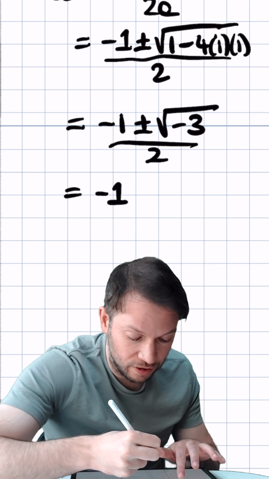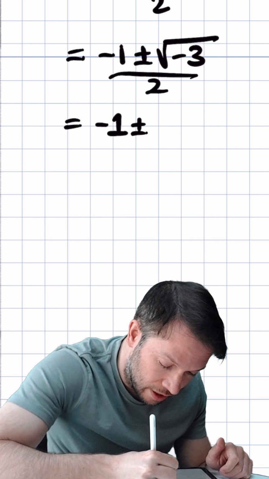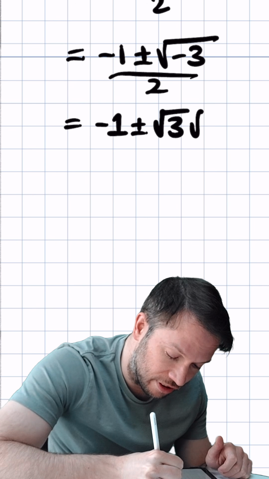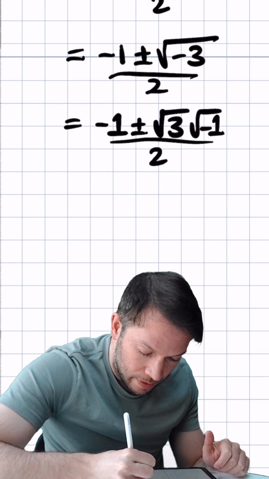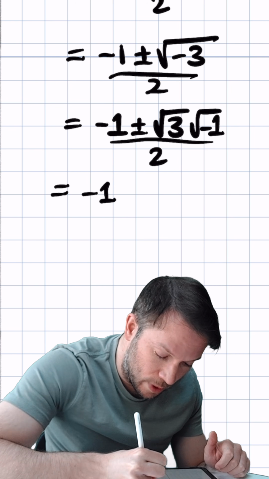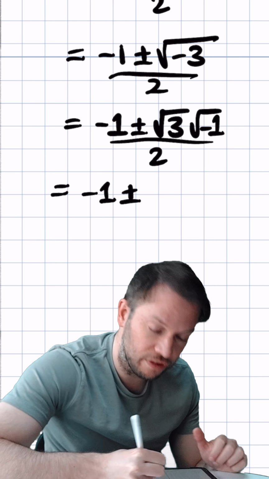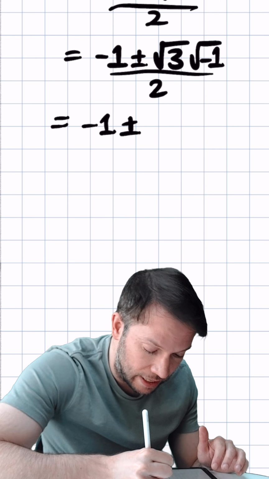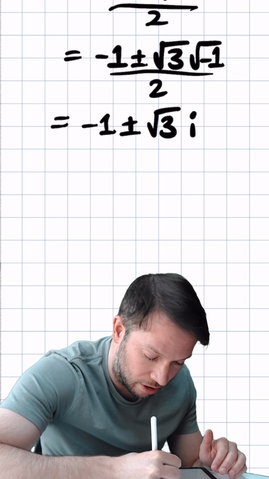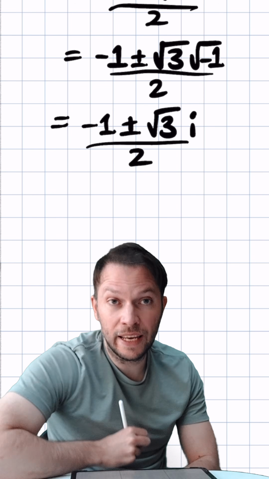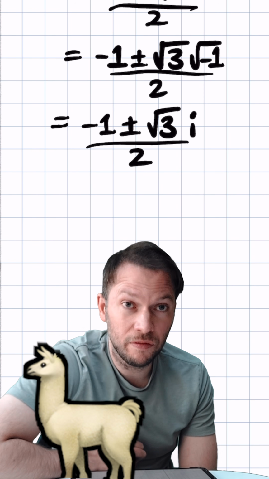Now we can write the square root of minus 3 as the square root of 3 times the square root of minus 1, like this. And the square root of minus 1, we have a special symbol for that. It's an imaginary number. It is i. So it's minus 1 plus or minus root 3i all over 2. And that gives us the final two solutions for that equation.